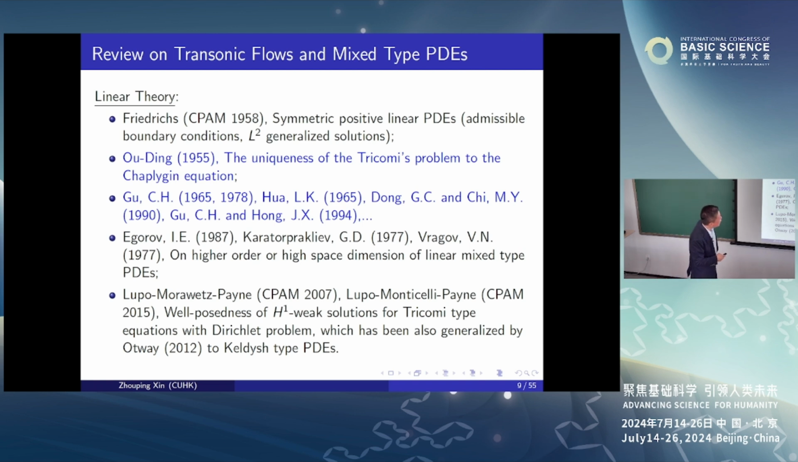Later on, this theory was improved mainly by the Russian group. They could handle high order equations, also high space dimensions, and different types. They tried to identify suitable boundary conditions so that Friedrichs' theory could be generalized. The Russian group has done many things. In America, there are mainly the people around Morawetz. They studied the Tricomi problem, Tricomi type equations, which could be high dimension also. But they study Dirichlet boundary conditions, which means you only assign the Dirichlet boundary conditions.